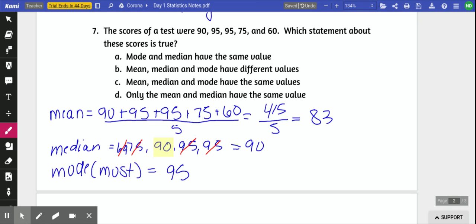Letter A says the mode and median have the same value. Well, that's not true because my median is 90 and my mode is 95. So I know choice A is not correct. Choice B says the mean, median, and mode have different values. Well, that's true. My mean is 83, my median is 90, and my mode is 95. So far I think choice B is correct, but let's just check the rest just to make sure. Letter C says the mean, median, and mode have the same values. Well, that's not correct. And choice D says only the mean and the median have the same value. Again, not correct. So I know choice B is the final answer.